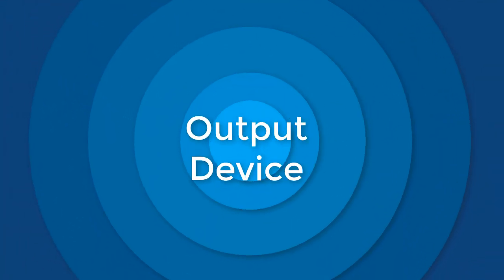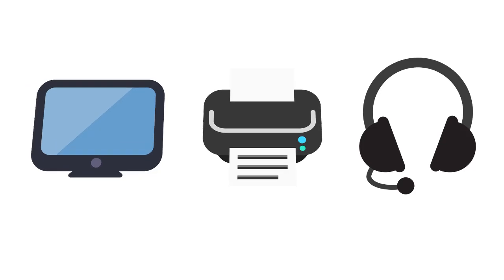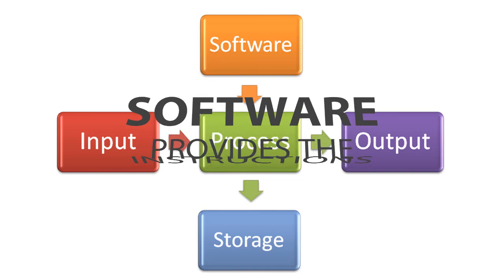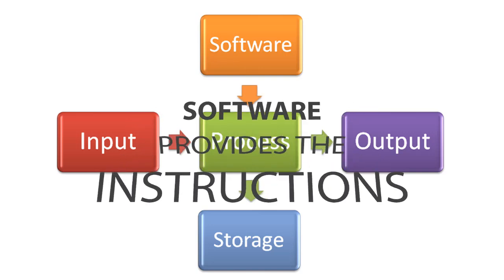And in order to output the data, it needs an output device. Examples include monitors, printers, speakers, lights. Let's go back to the diagram. Going into the processing stage is software. And it's the software that provides the instructions telling the CPU what it needs to do.